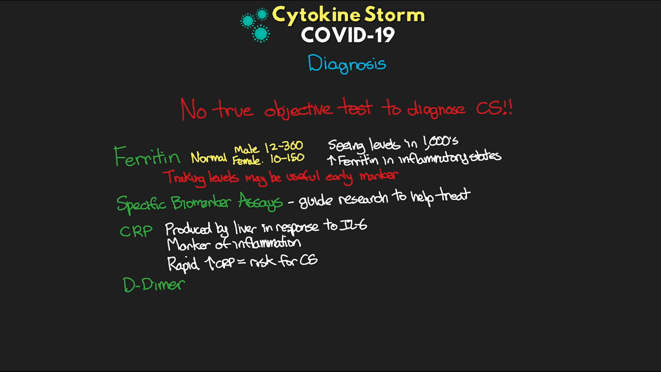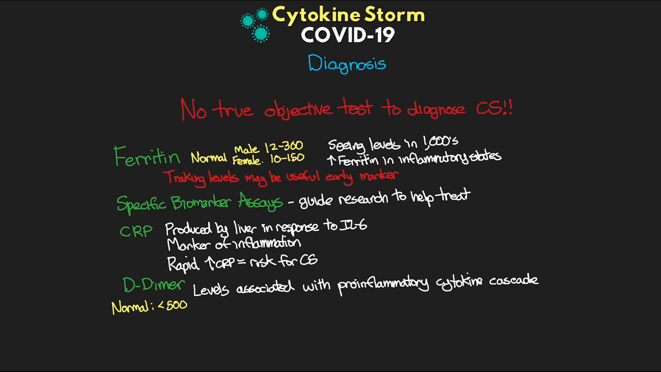One thing that we know is our coagulation system is active in critical illness. And we find that the D-dimer levels do correlate with the activation of the pro-inflammatory cytokine cascade. Now, our normal for our D-dimer is going to be less than 500. And there may be other processes that are involved with our D-dimer elevation in these COVID patients, but it can be used as another indicator of cytokine storm.